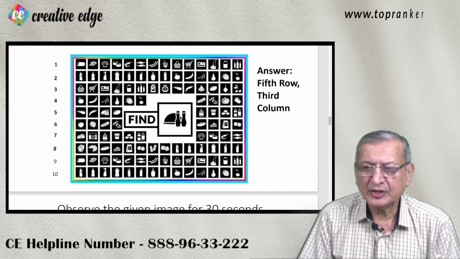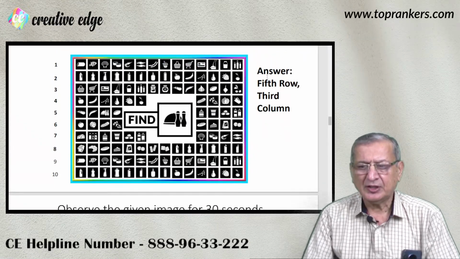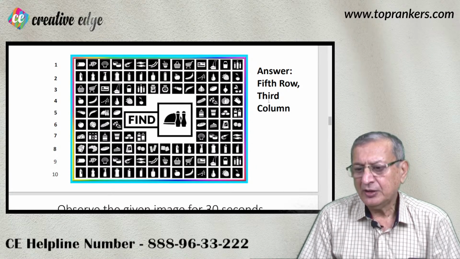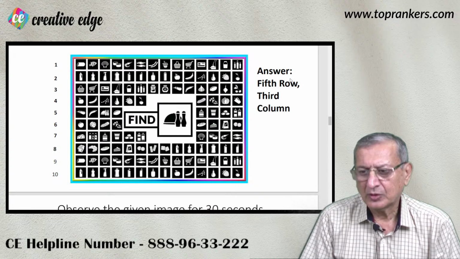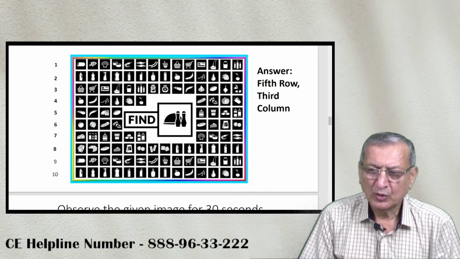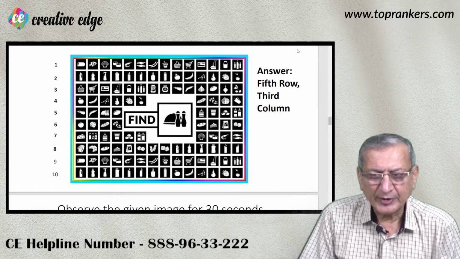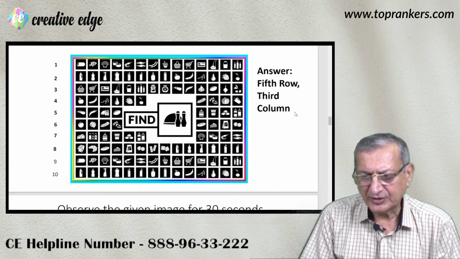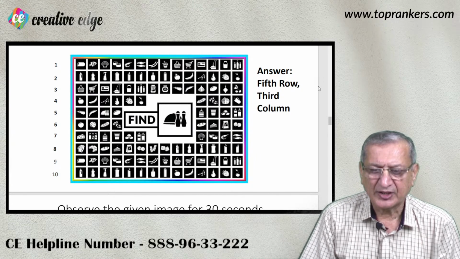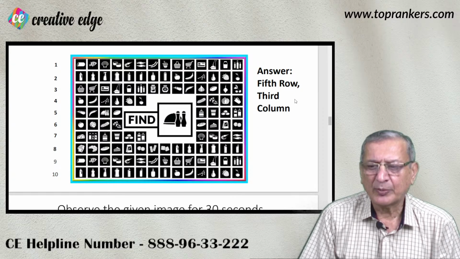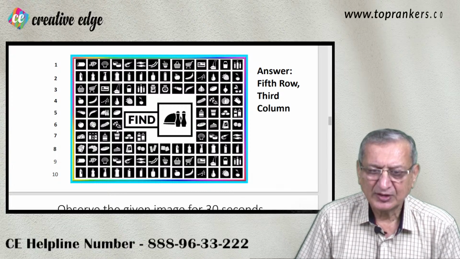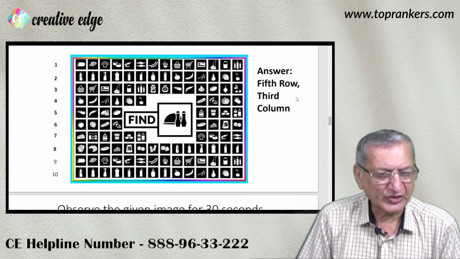Now notice the answering pattern. It should be third column, fifth row. I think even here it's mentioned fifth row, third column. No, third column, fifth row. Column is bigger than row, so it has to come first, and as such you are going to study architecture, column is more important than just the rows. So put the column first and then put the row second. Okay.